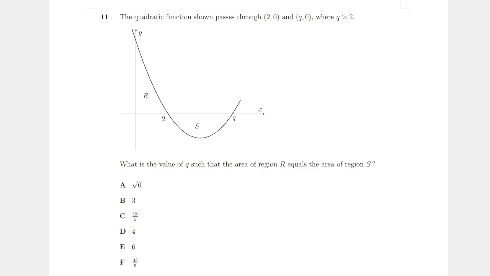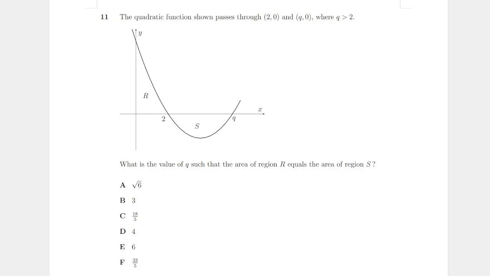Okay, so we talk about the area under a curve. So therefore, of course, it's integration. But then the issue is, we don't know what the function is, right? So we know it's integration, but of course you need to integrate the function, which we need to find. We know it's a quadratic though, and we know that it passes through 2 and q, right?